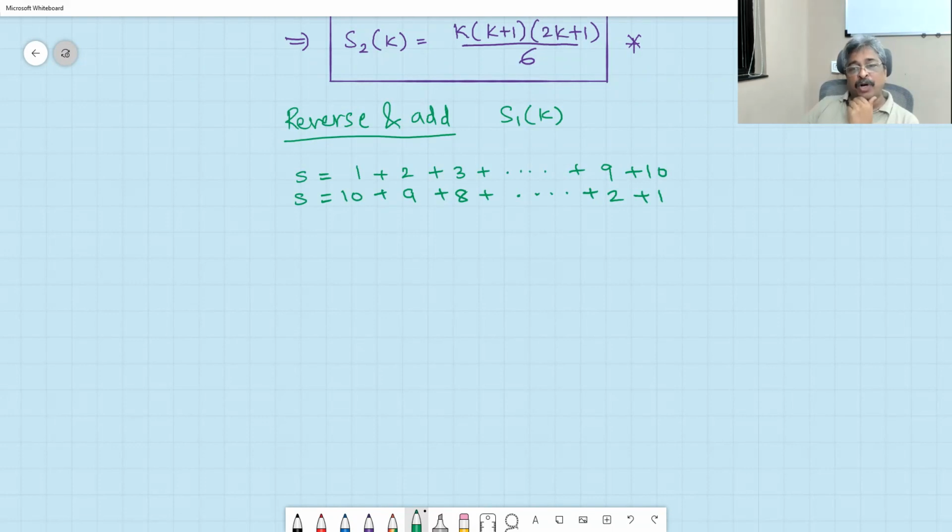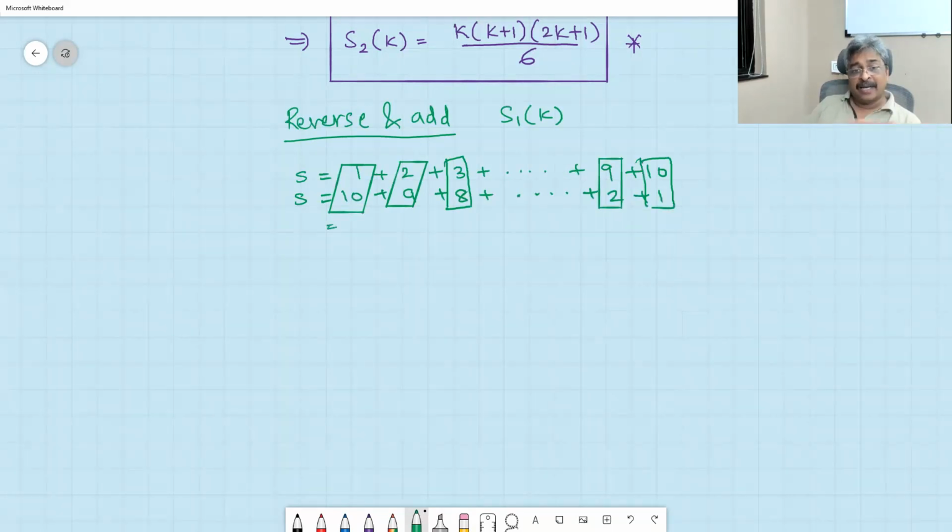You can write the way you want, and if we reverse them and write them the way we want, such that vertical column-wise their sum is the same, it is easy to add, and that makes our life very simple. Every vertical column is 11 and there are 10 columns, so 10 into 11, and if you add these two, 1 plus 1, it gives me 2s, therefore divided by 2. So reverse and add works because of the commutative property of addition.